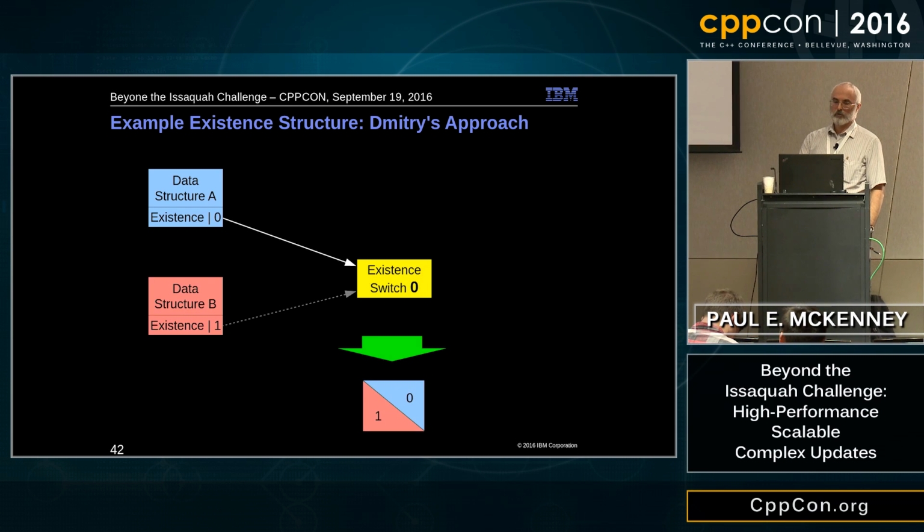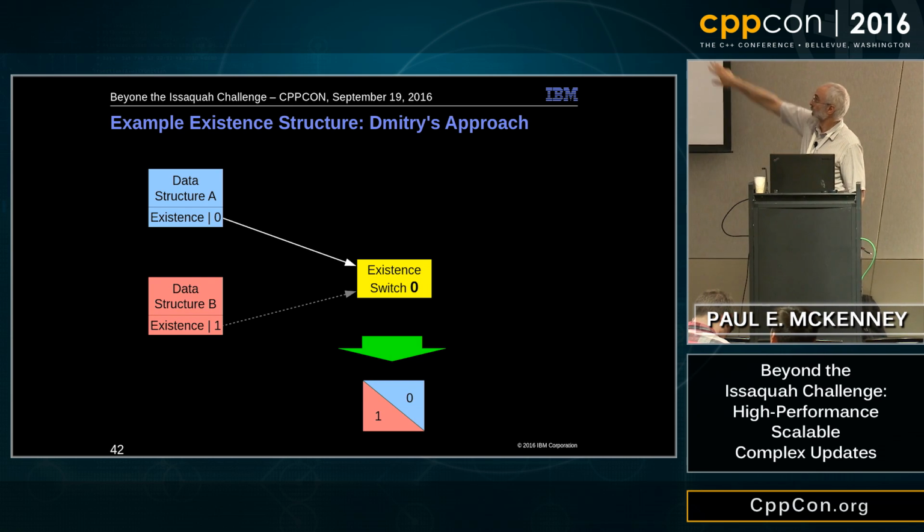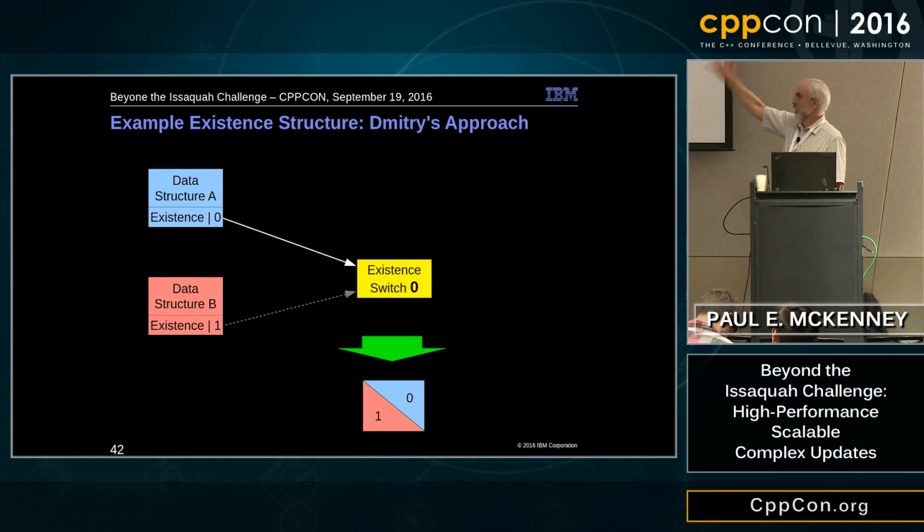What happens is that by doing a store into that existence switch, it starts out 0, which means A exists and B doesn't. We store a 1 into it, and bang, suddenly A doesn't exist and B does exist at the same time. So with a single store, we can make any number of data structures pop into and out of existence at our control. Okay?